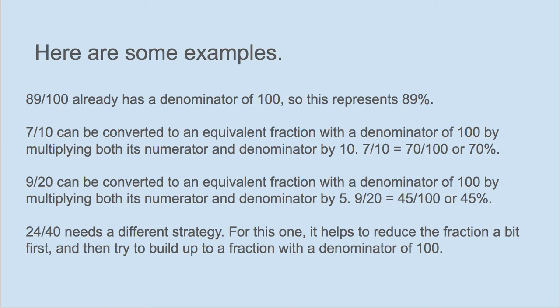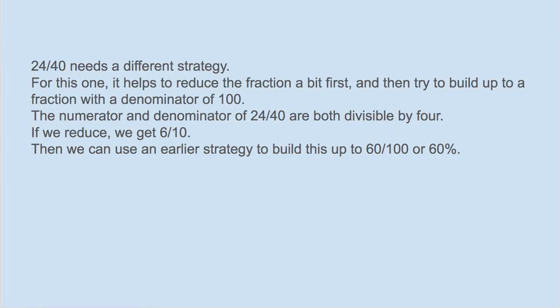24 40ths needs a different strategy. For this one, it helps to reduce the fraction a bit first, and then try to build up to a fraction with a denominator of 100. The numerator and denominator of 24 40ths are both divisible by 4. If we reduce, we get 6 tenths. Then we use an earlier strategy to build this up to 60 out of 100, or 60%.